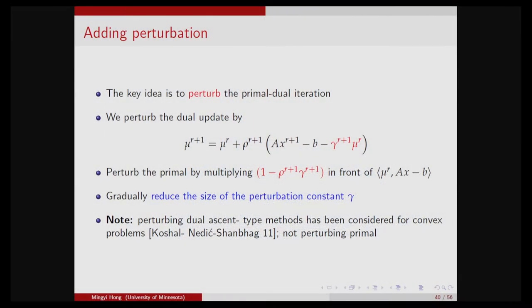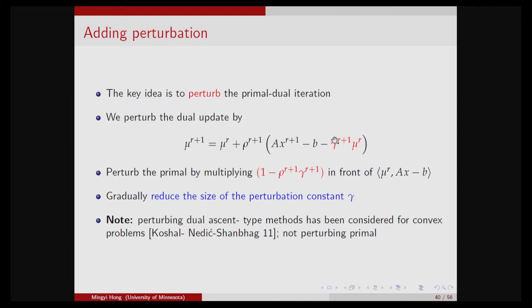And the partial derivatives and things like that. So you cannot exactly write this equation, and all the analysis that we had before does not work. Okay, so the fix we have here is that we have to perturb the primal iteration a little bit to make it work.